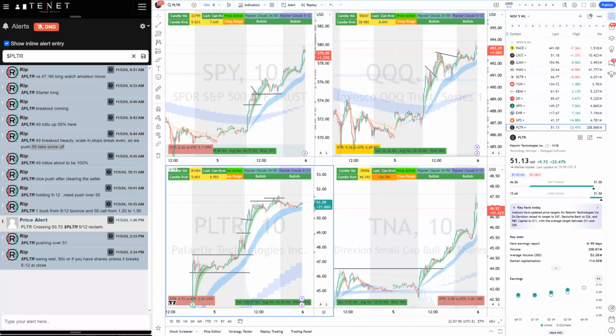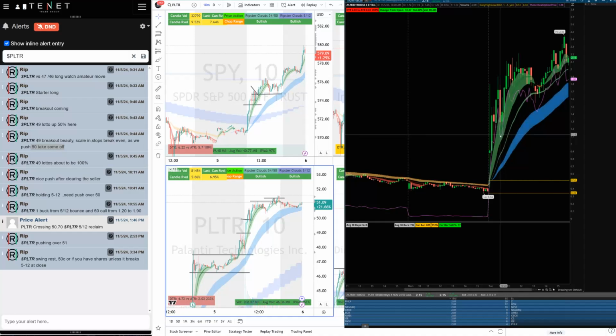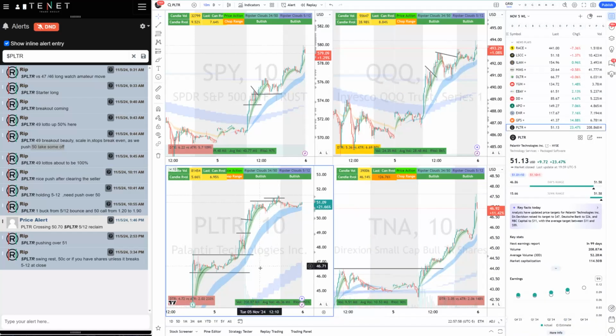If you just want to look at 50 lottos, that went from like $1 all the way to $2, 100% gain, right? So that was a really nice trade. Even for small accounts, you could see that, right?